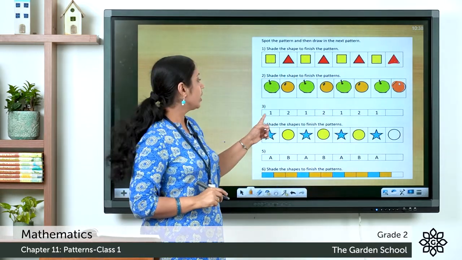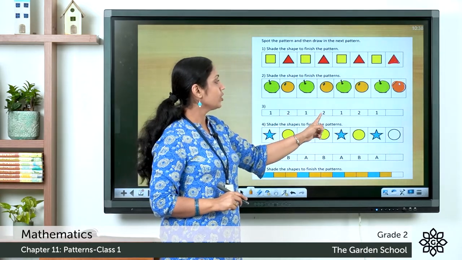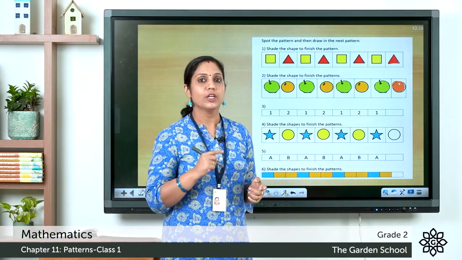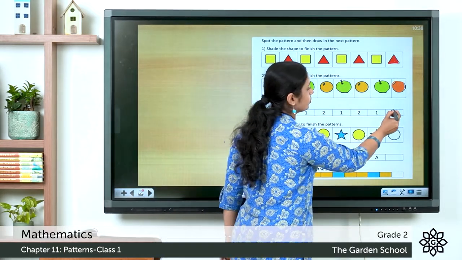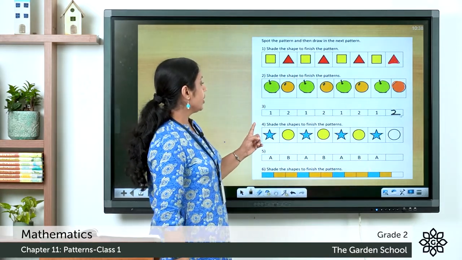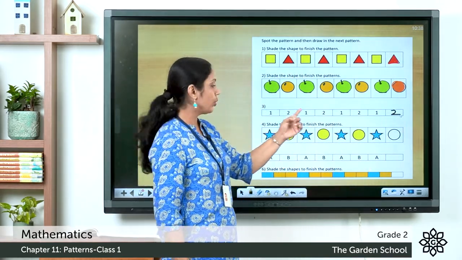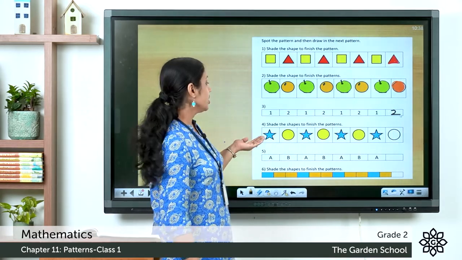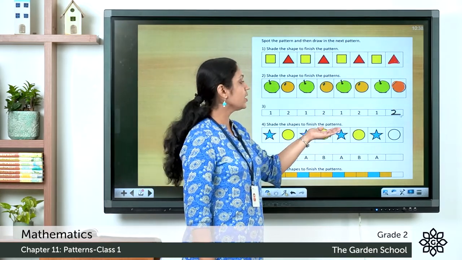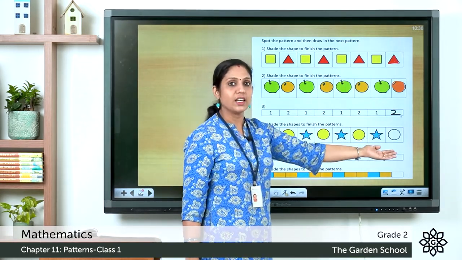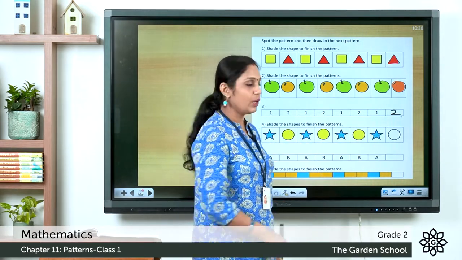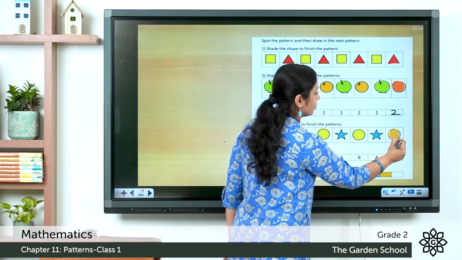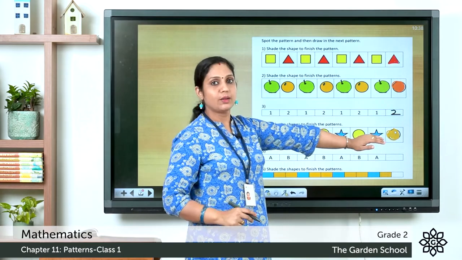Let's have a look at the third one. 1, 2, 1, 2, 1, 2, 1. And the last one is missing. So which number has to come? 2 has to come here. Now the fourth one, shade the shapes to finish the pattern. We have a star and a circle. Star is in blue color, circle is in yellow color. So star, circle, star, circle, star, circle, star, circle. And we have to shade the circle in yellow color. So now we can say that this pattern is complete.